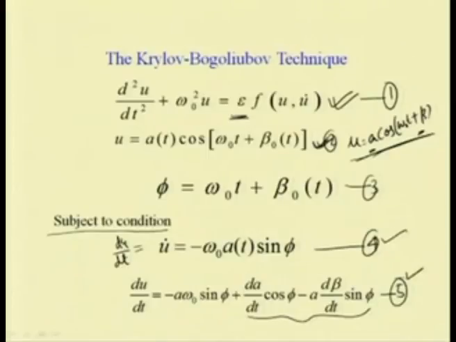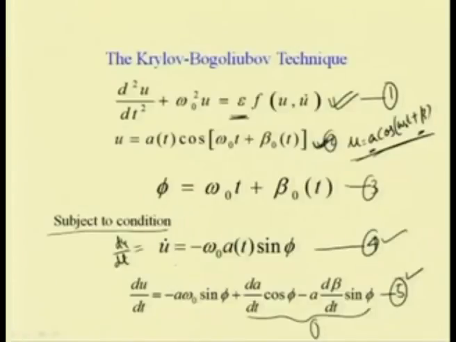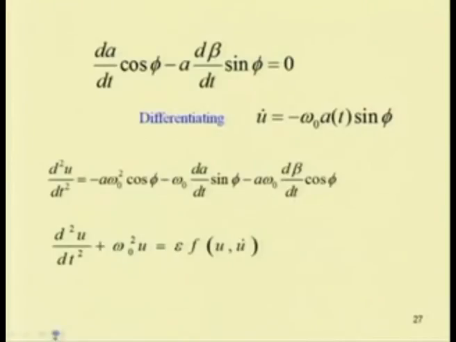So, we can take this term to be equal to 0. That means we can take dA/dt cos phi minus a dβ/dt sin phi equal to 0. Now, differentiating this, u dot equals minus omega 0 a sin phi. So, a is a function of time.